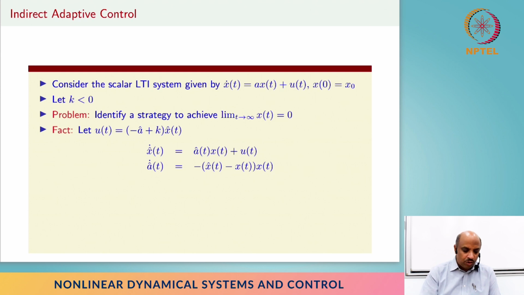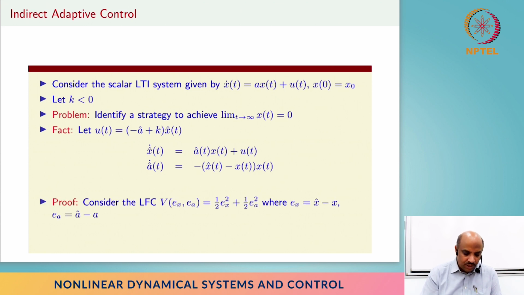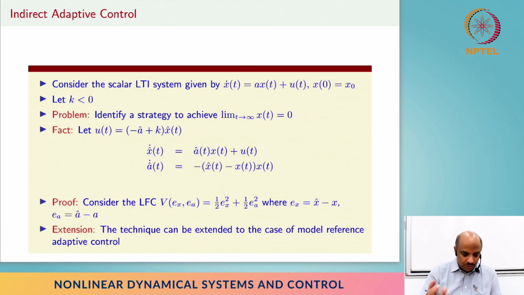Like before, we have an estimator x hat dot equals a hat times x plus u. There's a slight difference from the previous one, but since we can pick the estimator equation however we want, we will pick that. And then this update law a hat dot is given by this e_x times x with a minus, and we can conclude that x goes to 0. The proof I'm not going to show you again, but it essentially comes from this Lyapunov function and the technique that I showed earlier, right? Again, this also can be extended to model reference control, right?